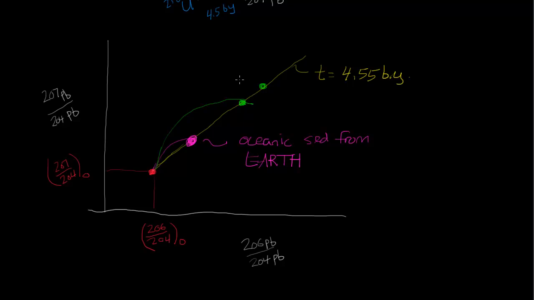So in 4.55 billion years, the Earth evolved and fell exactly on this line, which implies that the Earth must have a similar history to the meteorites. It must have formed at exactly the same time with exactly the same lead-207 to lead-204, lead-206 to lead-204 ratios, and evolved just like the meteorites so that today it lies along the same isochron as the meteorites. This is the evidence then that the Earth is 4.5 billion years old, just like the meteorites.